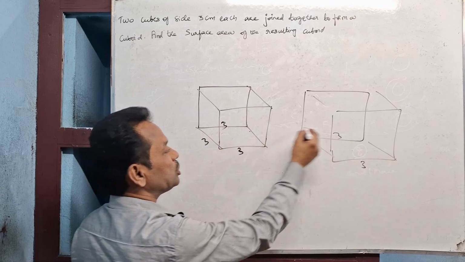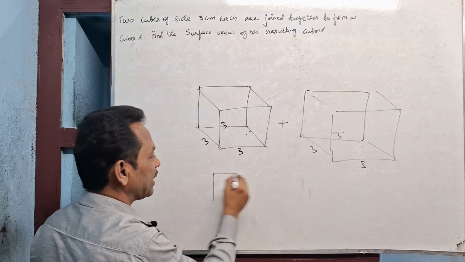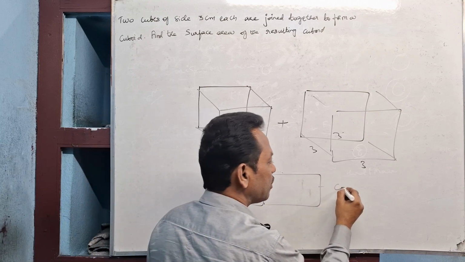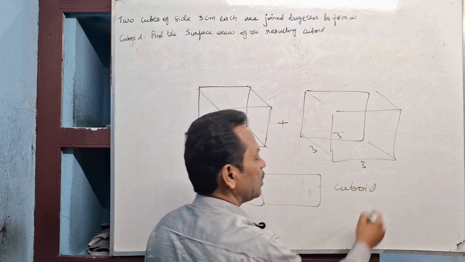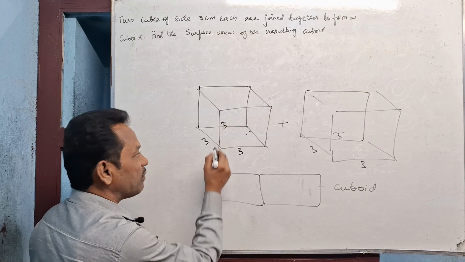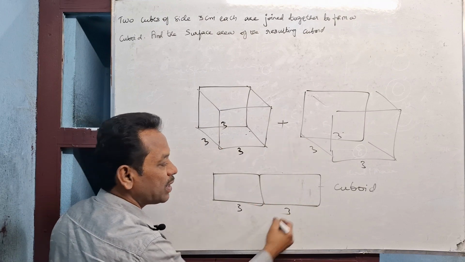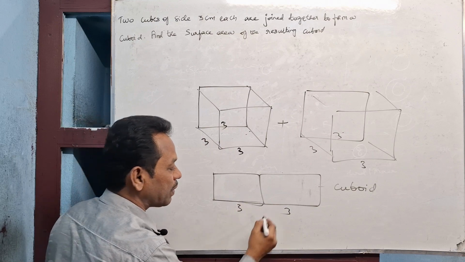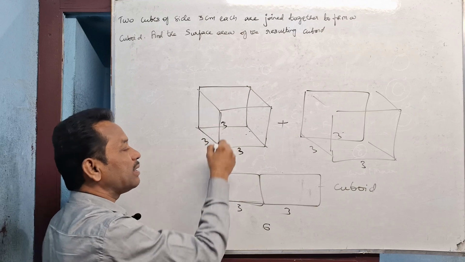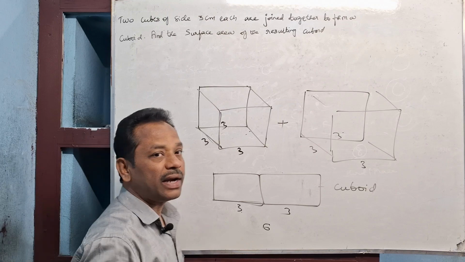Given that these two are joined together. If I join them together, I'll get it like this. This is the first cube, second cube. Now this is nothing but a cuboid. If you join two cubes, we'll get a cuboid. Now look at this. When two cubes are joined, the length of the cuboid will be 3 plus 3, so the length of the cuboid will be 6 centimeters. But the breadth and height remain the same. Only length changes, whereas breadth and height remain the same.